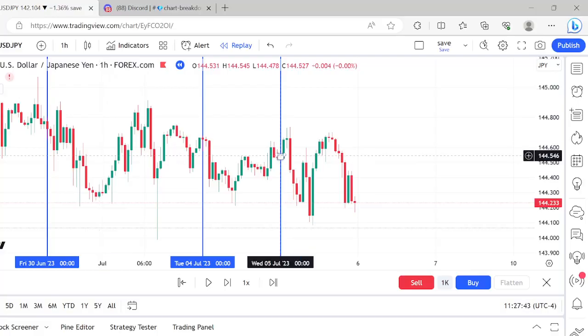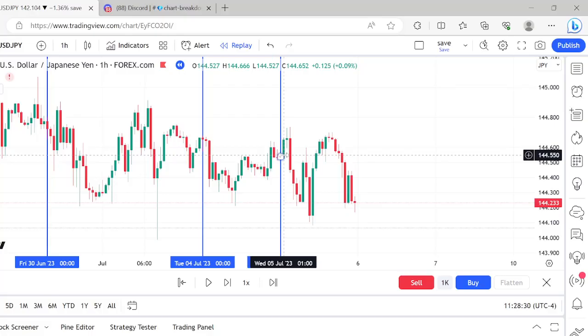Okay. Right here, look at my cursor, look where it's moving. This vertical blue line denotes where New York midnight is. That's when a new day starts. A common time for a Judas swing is right after midnight, New York. What session do we come into at this time? This is London session. London session is where you'll see those big Judas swings put in many times.